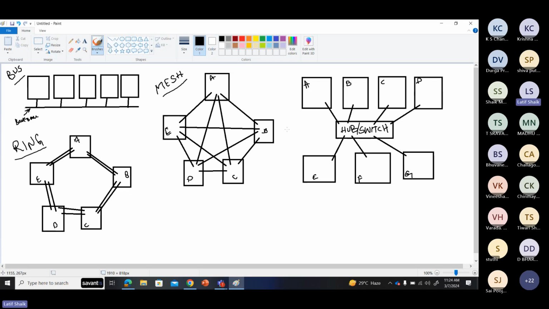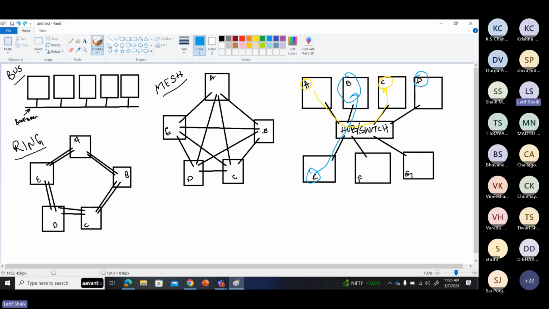Okay. So how does it communicate? For example, A wants to communicate with B or C. A sends a packet, the packet goes to a hub or a switch, and it reaches C. Similarly, if you want to communicate from E to B, it communicates like this only. No direct communication. All communication goes through this device only.